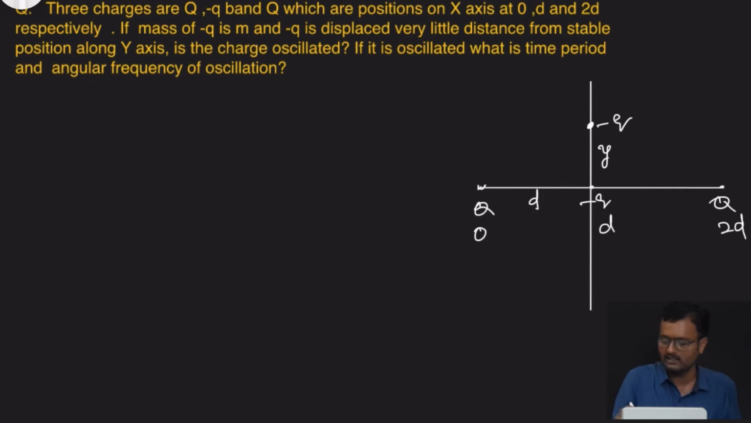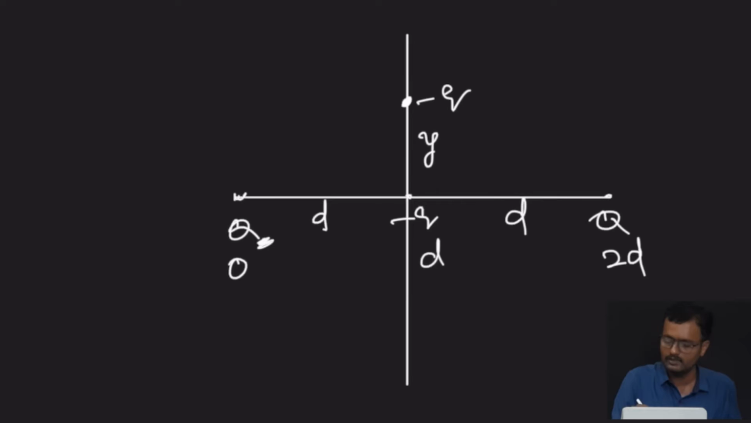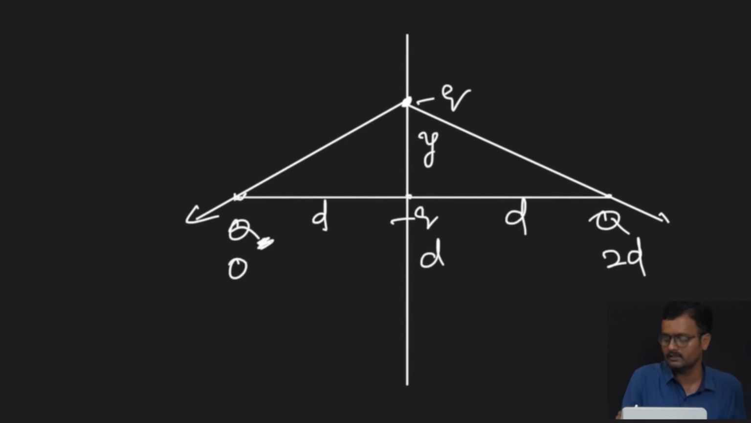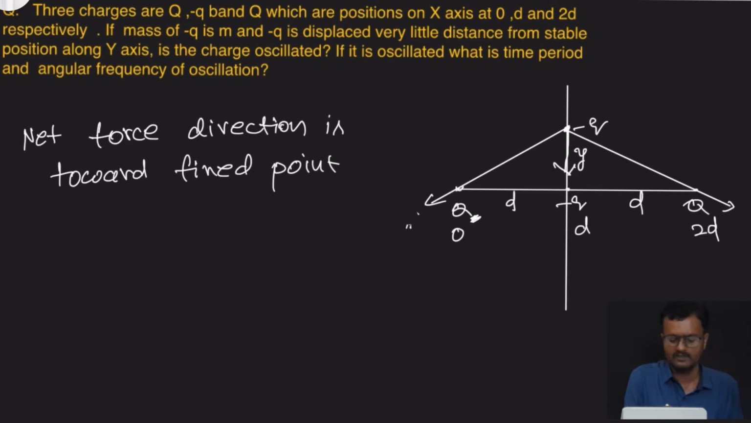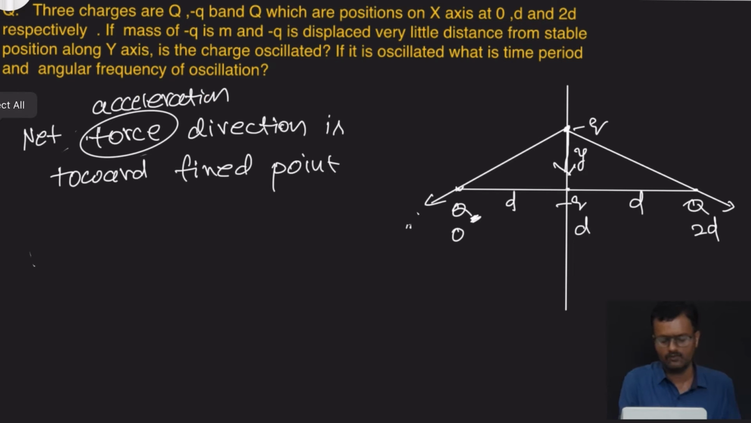So what is the distance here? D. So the distance here is also d. This plus Q attracts minus Q along this direction, and the other plus Q also attracts minus Q along this direction. These two forces are equal in magnitude, so the resultant vector should be along this direction. So the net force direction is towards the fixed point. So one condition of simple harmonic motion is satisfied.